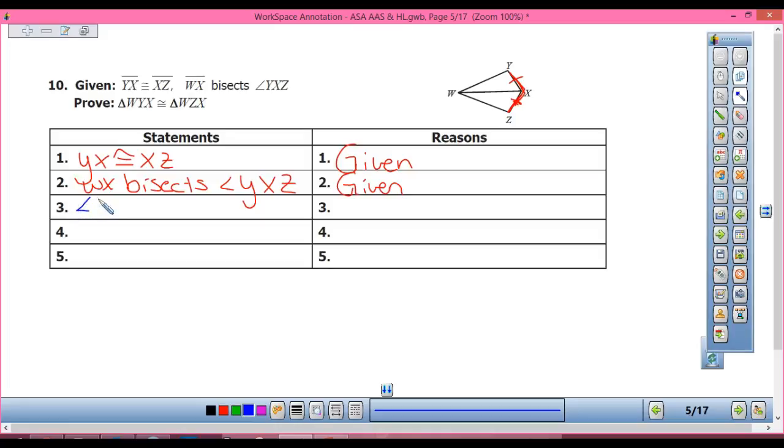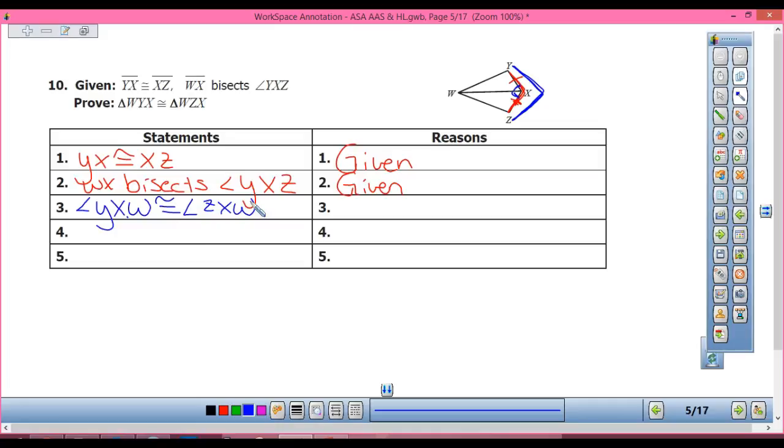angle, guys, this angle right here, this is my big angle, right? YXZ is what's getting bisected, right? So my two angles are going to be this angle and this angle, right? So one angle is YXW is congruent to angle ZXW.